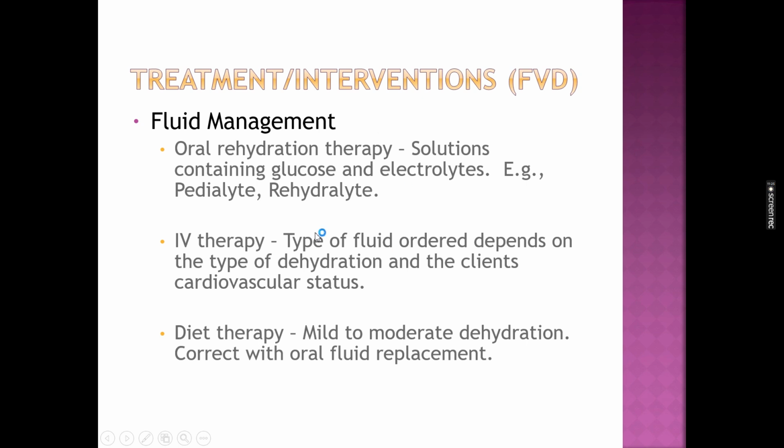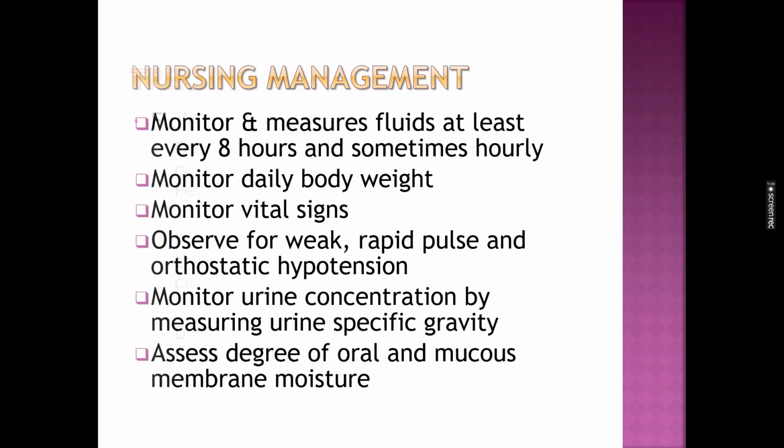So how will we treat this? Whenever there is a reduction in fluid volume, we have to give oral rehydration therapy. We can provide IV fluids, and dietary management we have to give. Then monitor the patient: an intake and output chart should be maintained, weight should be checked, and vital signs and pulse. The patient can have orthostatic hypotension, which means when the patient changes position, the blood pressure will fall. Urine output, concentration of the urine, and degree of oral mucous membrane moisture should be checked, because from all these things we can find out how much fluid loss there is.